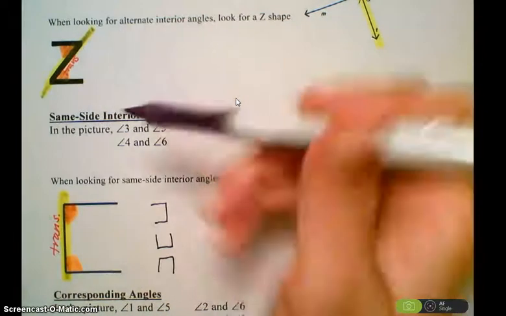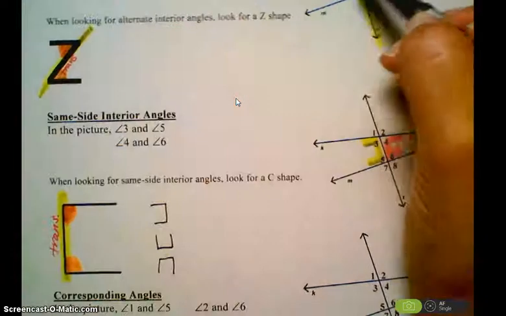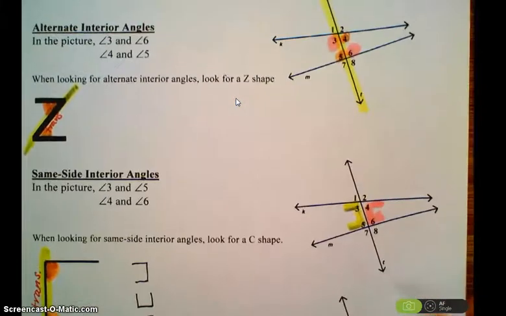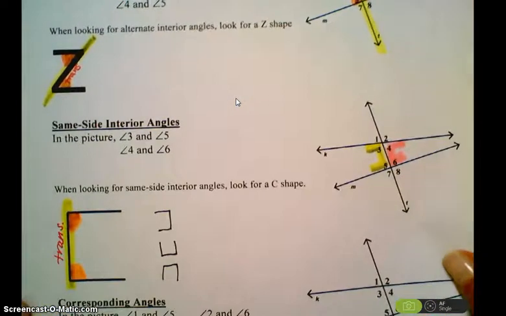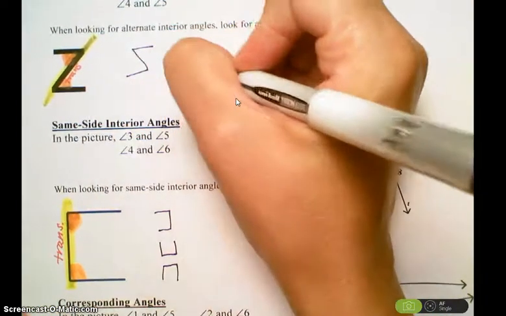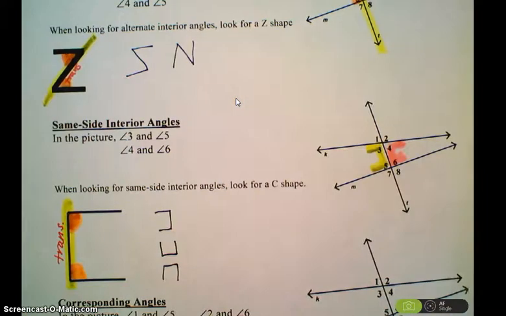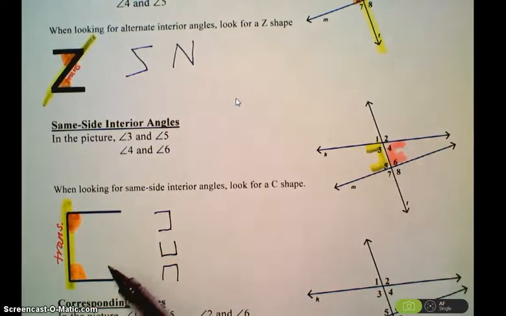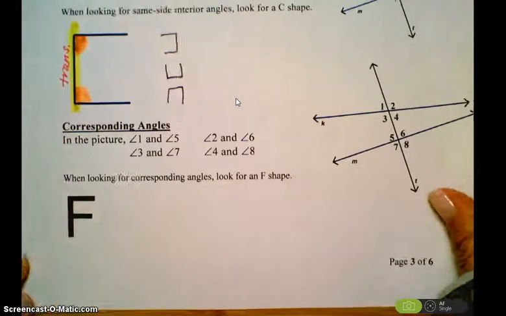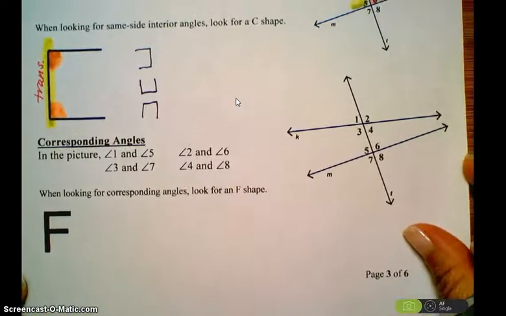The same is true for the Z. This would be a forward facing Z like for angle 3 and angle 6 up in our picture. Scrolling back in. But it could also be a backward Z, could be facing up, looking more like an N, or it could be the other way. So again, though, you're looking for that zigzag shape for alternate interiors, and you're looking for the C for same side interiors. Our third type of special angle is called corresponding angles.